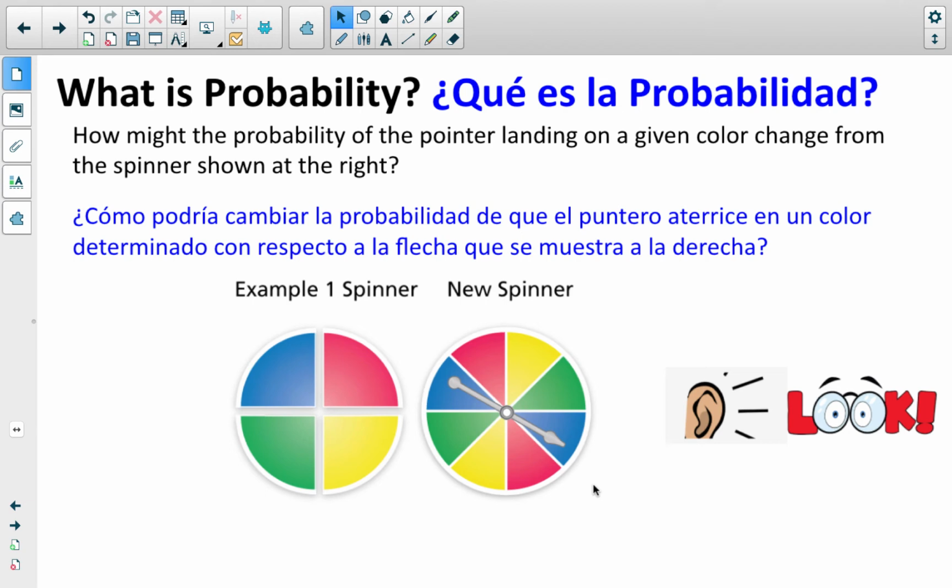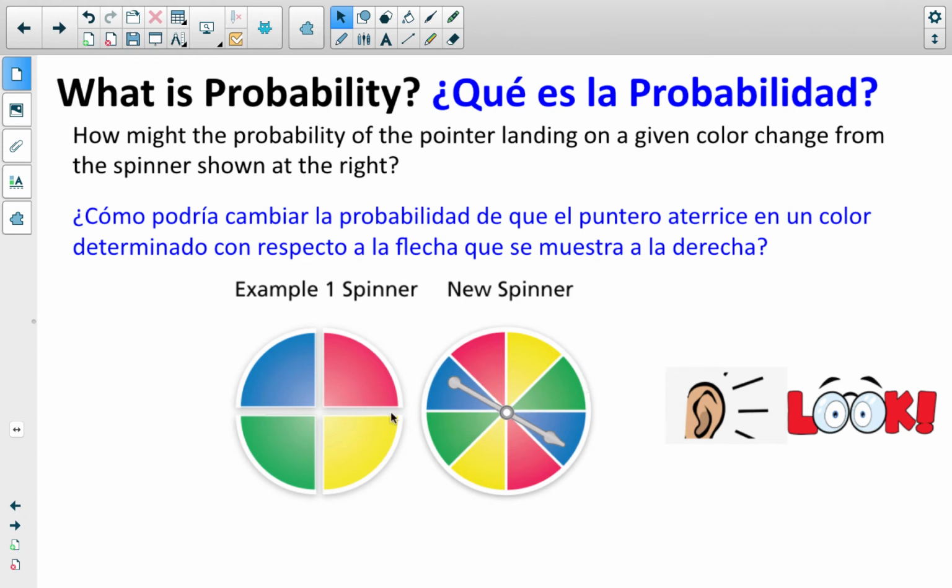Now, maybe to your surprise, or maybe you're catching on, this spinner is just as equally likely as this spinner, because each color is still occupying the same quarter of the spinner. It's just separated into more pieces. But overall, blue is still taking up 1/4 of the spinner, yellow is still taking up a quarter, green is taking up a quarter, and red is taking up a quarter.